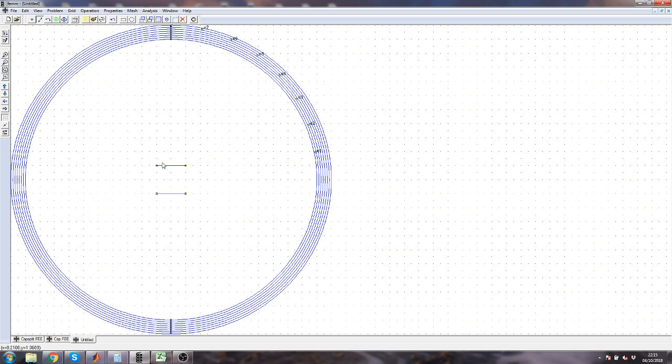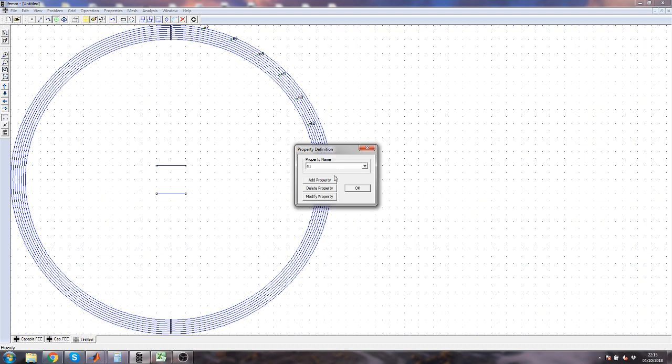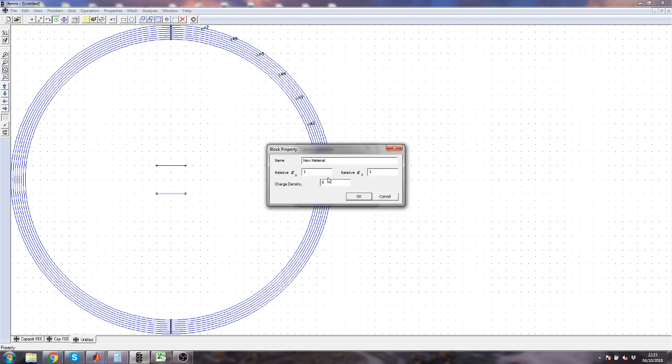So I need to define that this is the anode and this is the cathode, because that's how I want it to be. And I need to say that inside all this lot is air. So the way I would deal with air is by going to materials. There's already a lot of stuff here which is to do with the boundary, but I can ignore that. Add a property, we'll call it air.